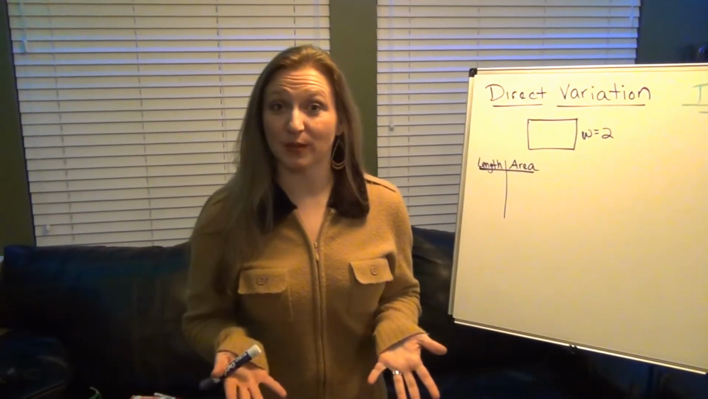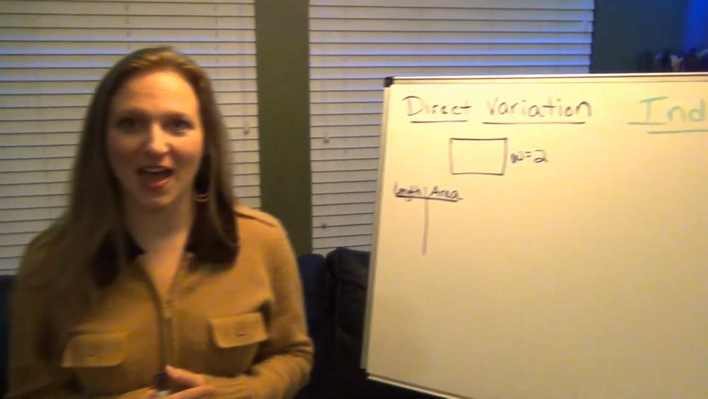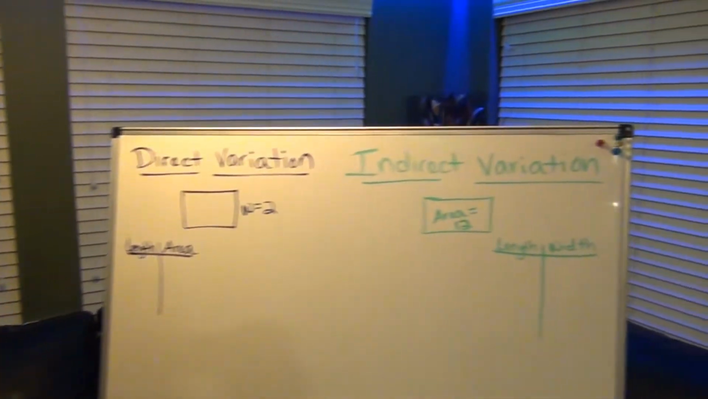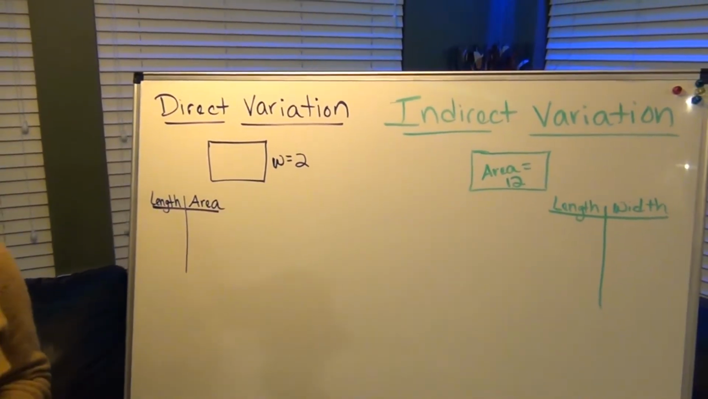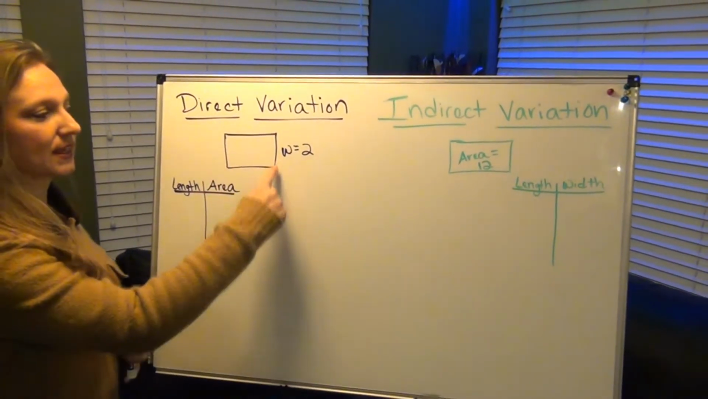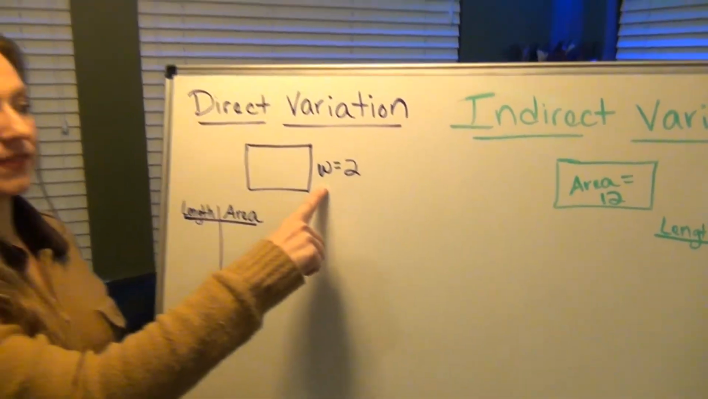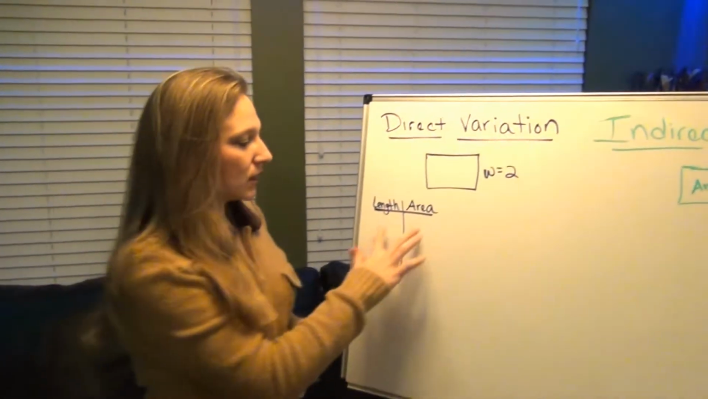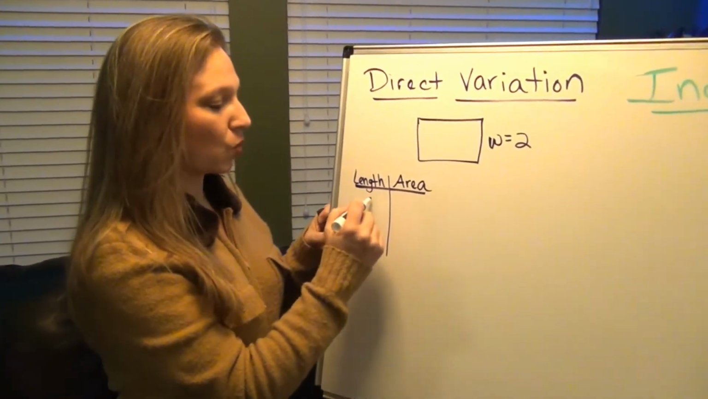about the relationship between two variables called direct and indirect variation. I'm going to start with a scenario to kick us off. So if we're talking about finding area of a rectangle, you all know that is length times width. So let's say I'm giving that the width is 2. Let's complete this table. So for example, let's say we have a length of 1.